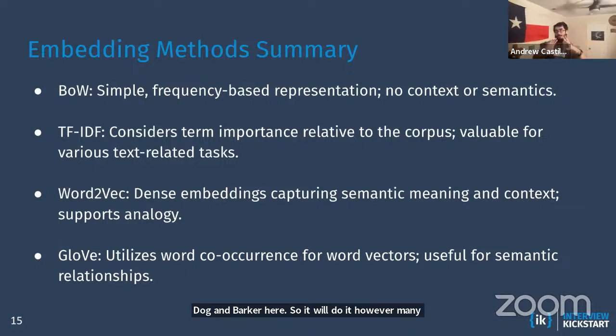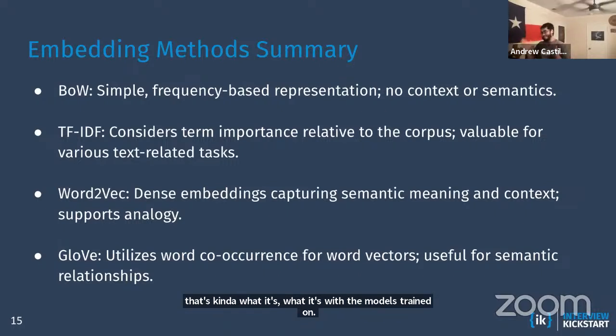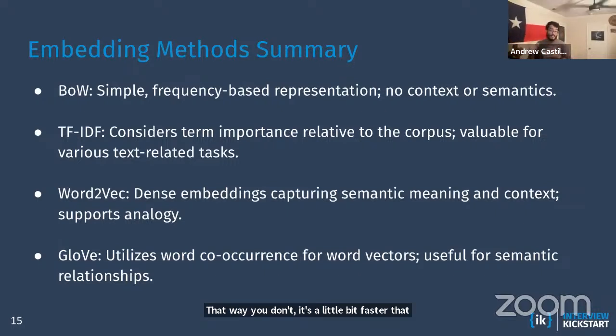GloVe tries to say, well, instead of looking at that each time it happens, is there some way we can calculate the number of times it will happen? So if it happens n times, GloVe tries to predict that number n ahead of time, and that's what the model is trained on. That way it's a little bit faster, because we don't have to worry about calculating this each time you go through it.